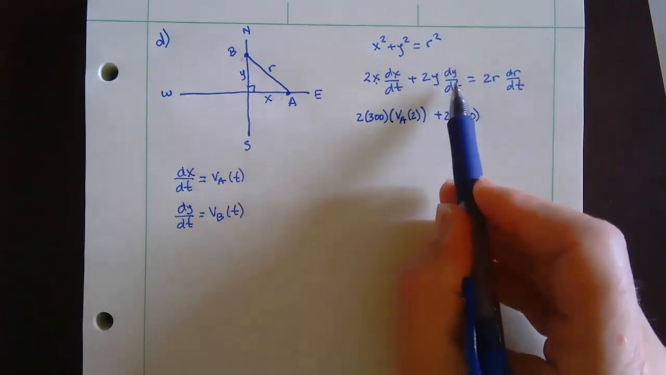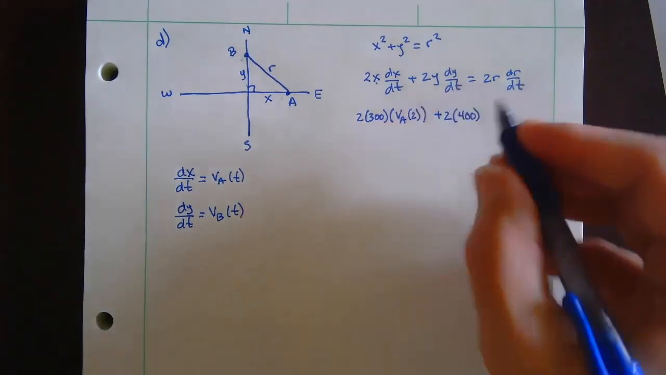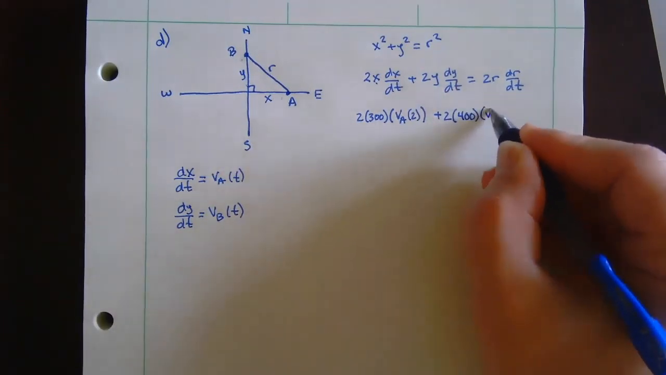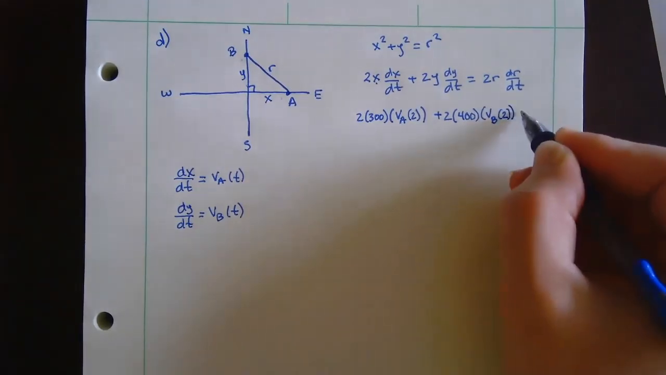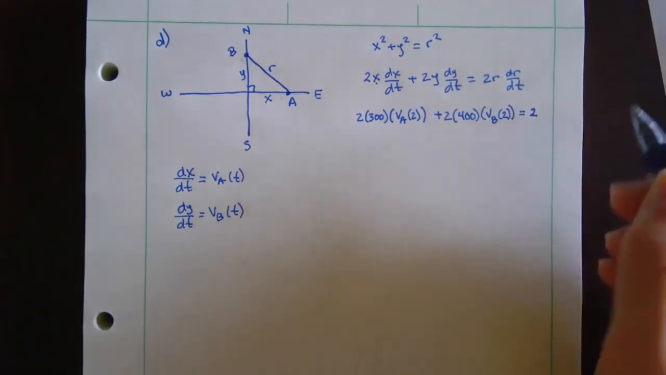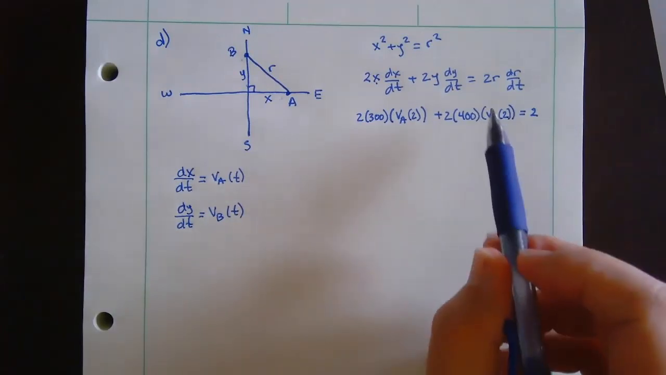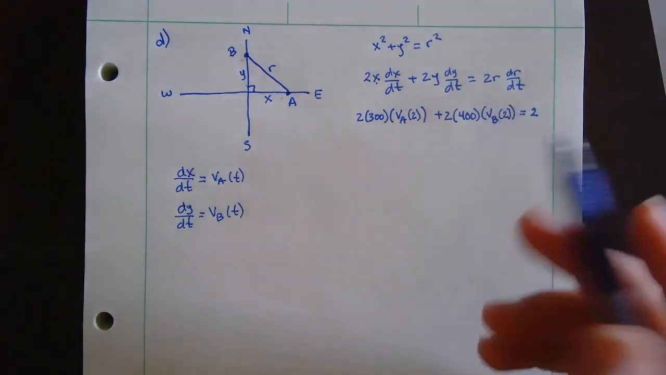Times, and this would be the velocity of train B at 2. So this would be v sub B at 2, which is equal to 2 times r, right? Okay, and 2 times r. So I need to know the radius, right?